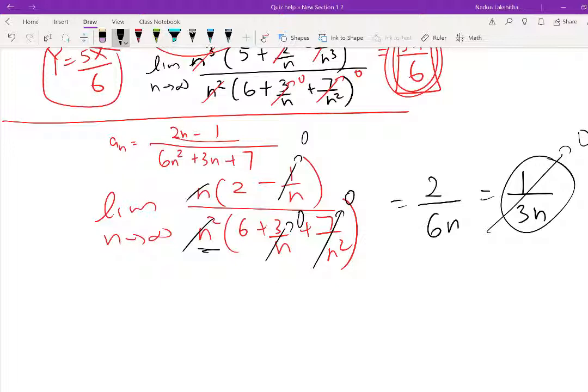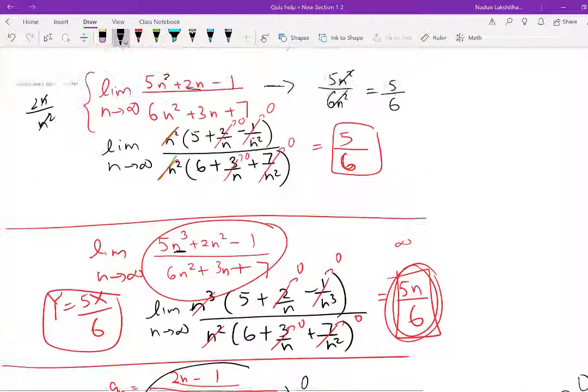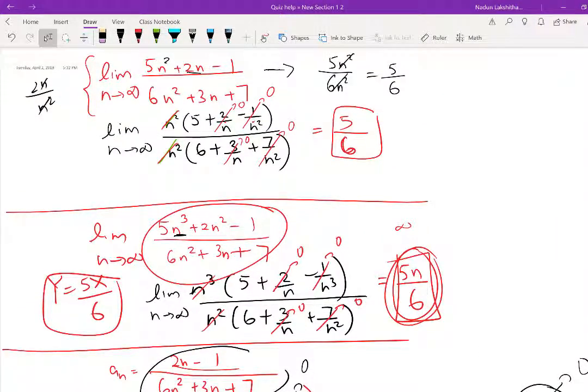Now in this sequence, yes, the numerator is increasing and the denominator is increasing, but the denominator increases faster than the numerator. Denominator getting large means the whole term is approaching 0. The thing here is the denominator is increasing faster than the numerator. But in the first case, the denominator and the numerator were increasing at the same sort of speed. The degrees were equal.